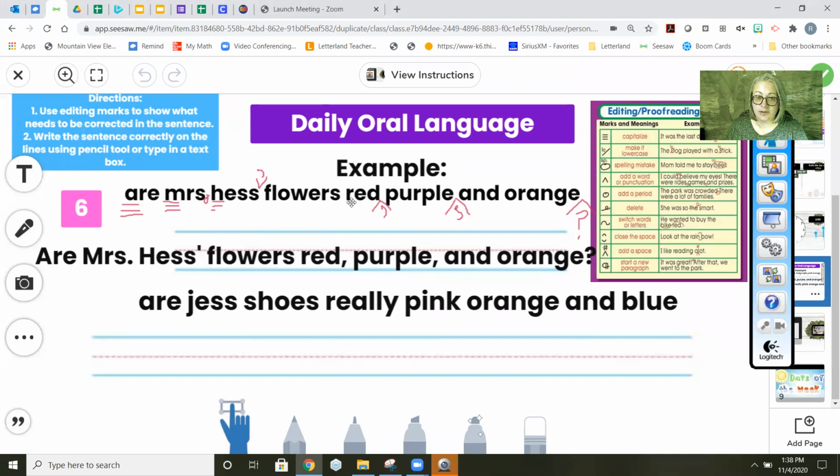And then we have the colors red, purple, and orange. So anytime you have three or more things listed, you have to put your commas in between them. So you put it in between the first and the second one, and the second one and the third one. Now, it can go both ways. I've heard it both ways where the and can take the place of a comma. But let's practice this week that we need to put the comma even though we still have the and.